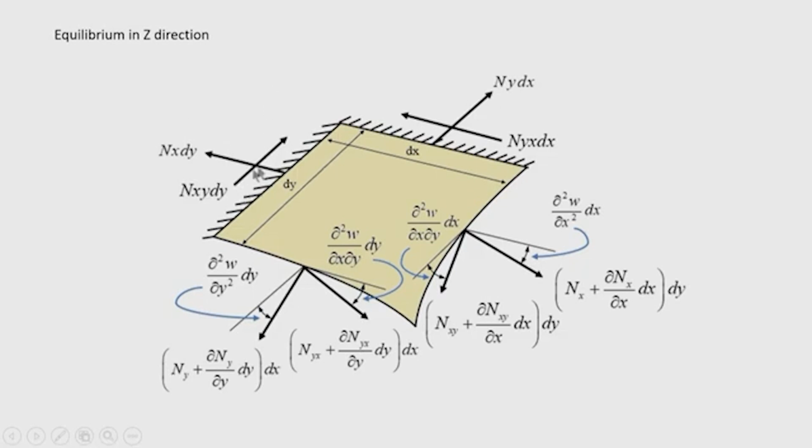Similarly, the vertical component of the shear force along these clamped edges will be 0. Now, consider the axial forces, that is Ny, on the other direction, along the opposite edge to the one we considered first, Ny dx along the edge dx. Now, here we are considering this incremented force, Ny plus del Ny by del y into dy, into dx.